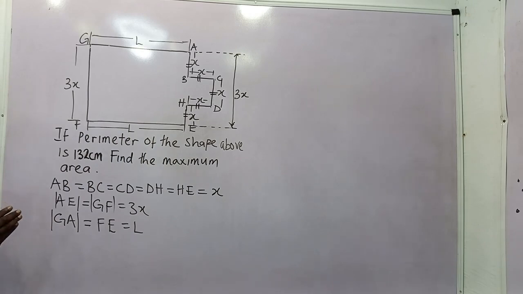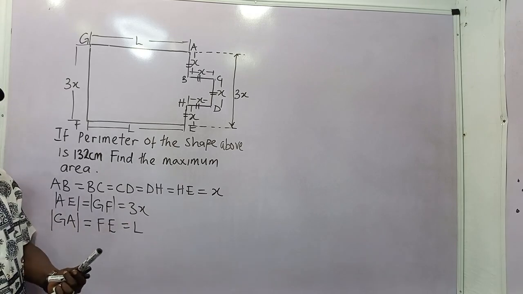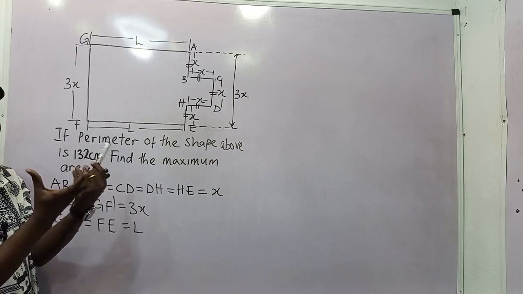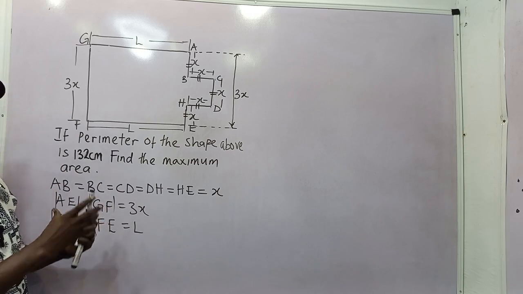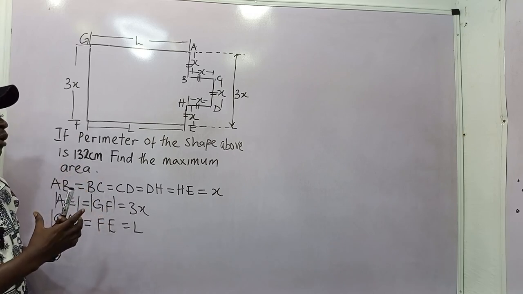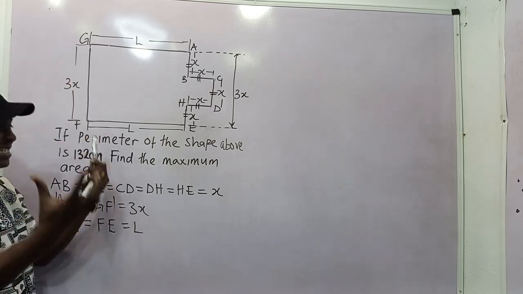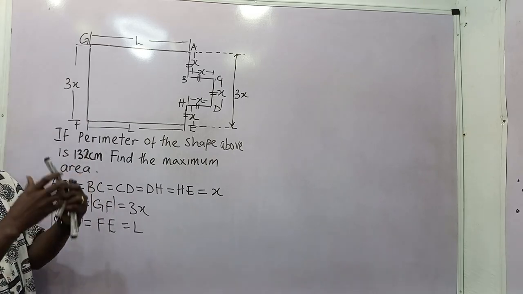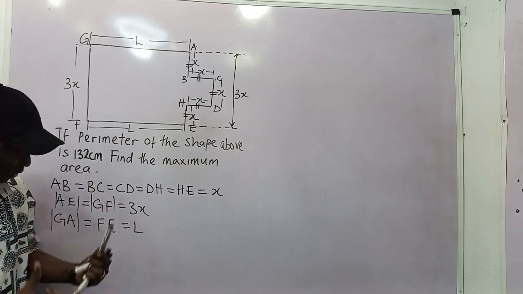Now, if the perimeter of the shape above is 132, what is a perimeter? The perimeter is the total length that sums up to give a particular shape. So the sum of this length is what we call the perimeter. So perimeter is the total sum of the lengths that make up a shape.